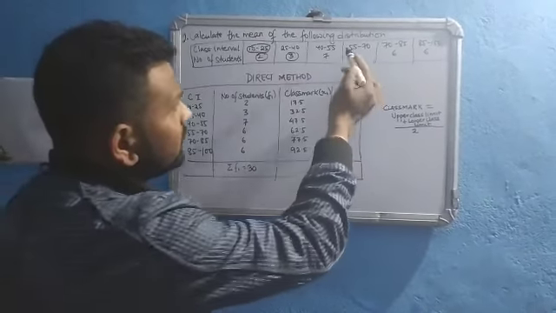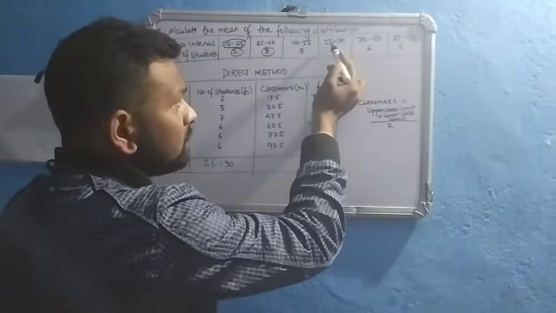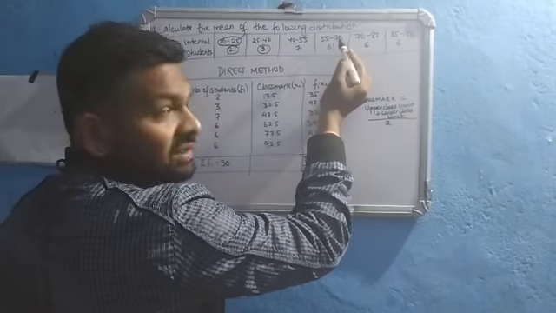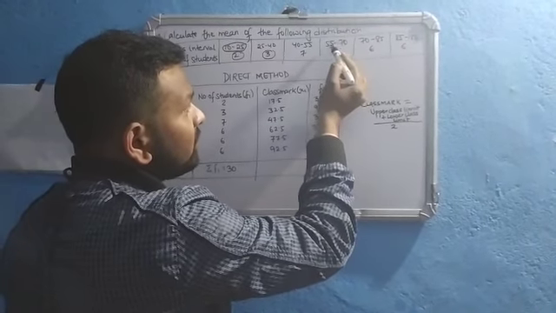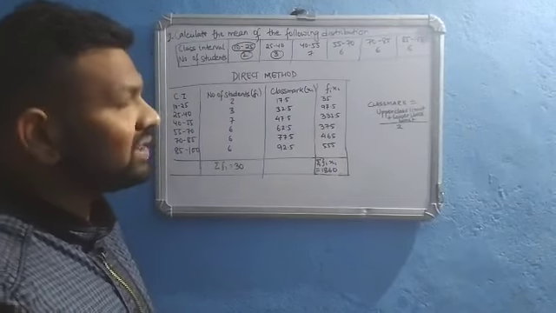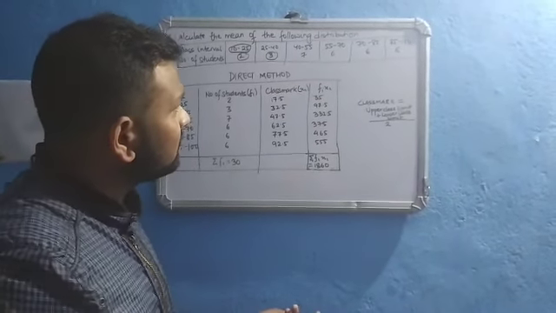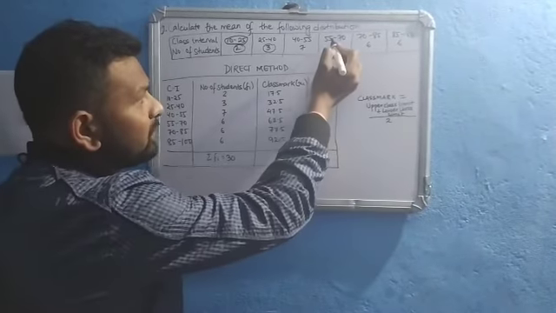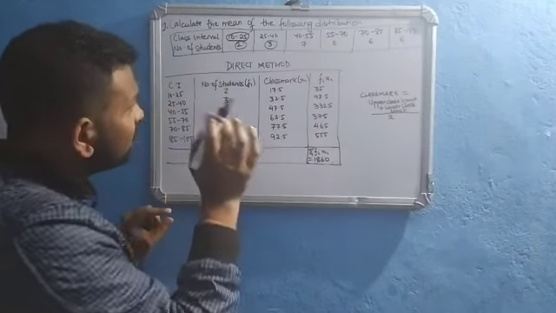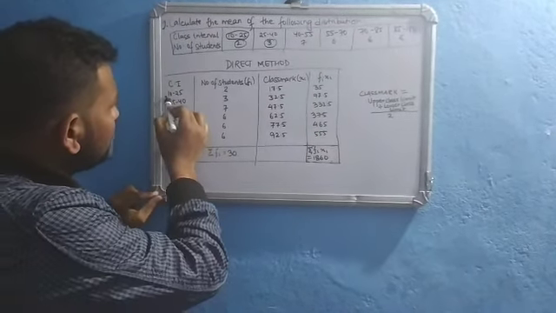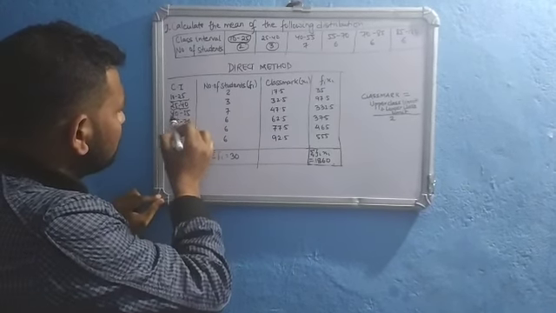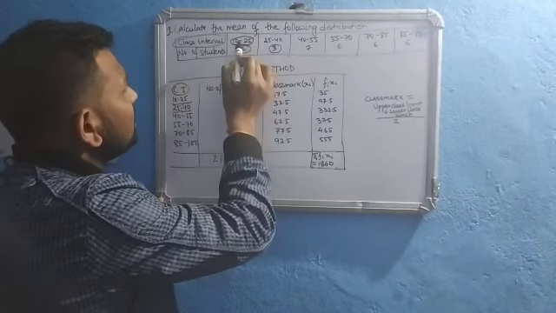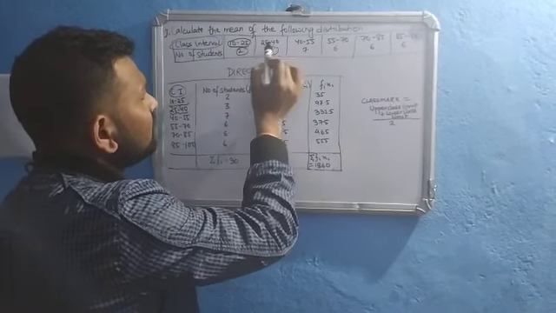Are you understanding? 55 to 70 marks was scored by 6 students. We don't exactly know how many marks each of the 6 students scored. 55 to 70 means it may be 56, 57, it may be any marks, but it has to be within this range. So they have given a range of values, and that range is called a class interval. They have given an interval 10 to 25, 25 to 40.